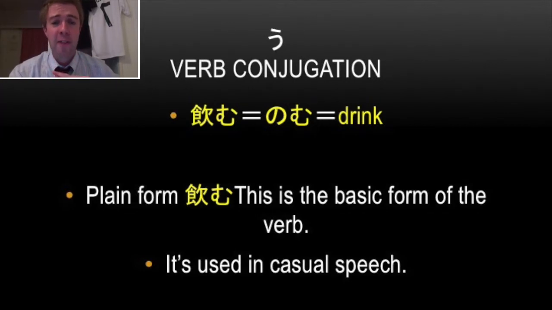Today we have the verb nomu. Now the verb nomu is to drink. Okay, so its plain form, its dictionary form, its base form, whatever you want to call it, is nomu. And once again, this is the casual speech, it's the basic form. This is the form that we're going to use to speak with our friends in casual situations.